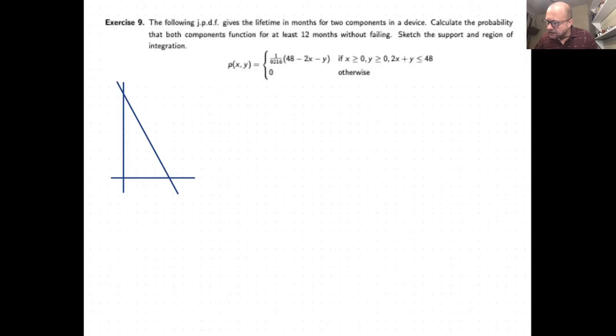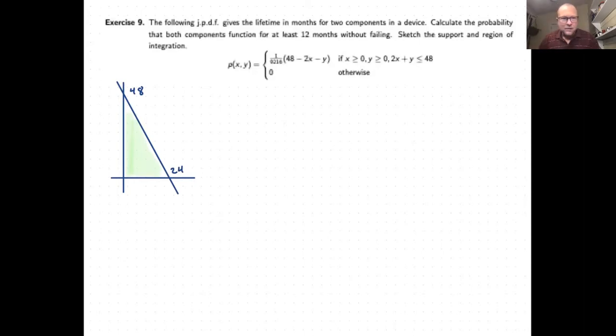And let's see, I'm going to put right here that 48 is the y-intercept, and in case it comes up, that 24 is the x-intercept. And then I suppose I could shade this in, to get that vague idea that we're talking about this region that's inside there. Okay. All right. So that is what we're going to think about with the support.